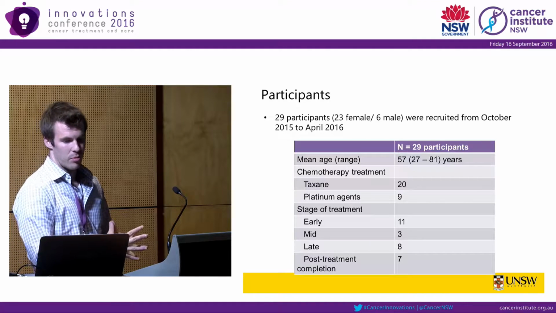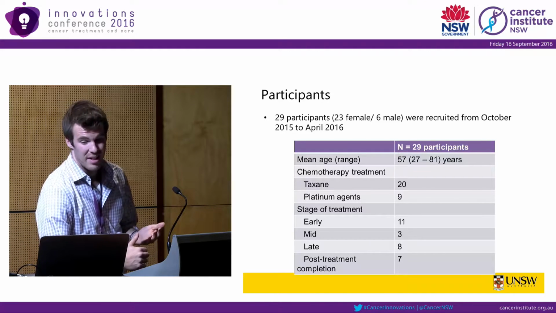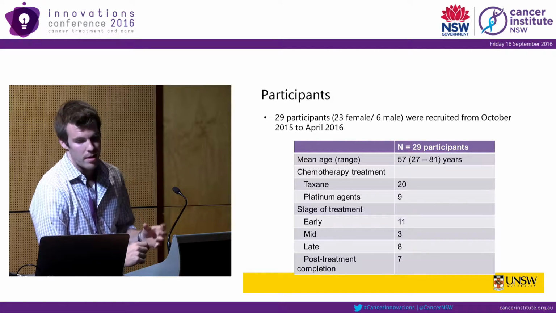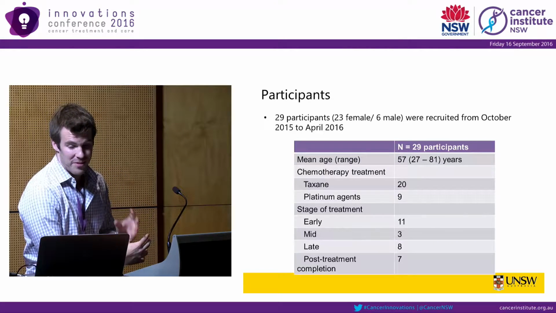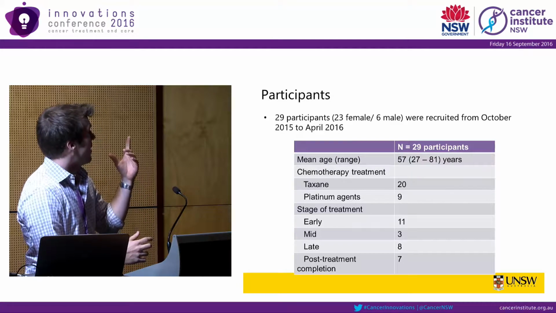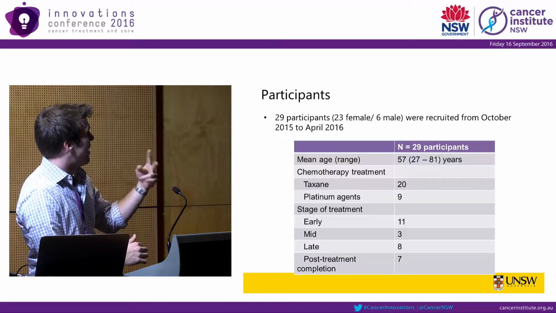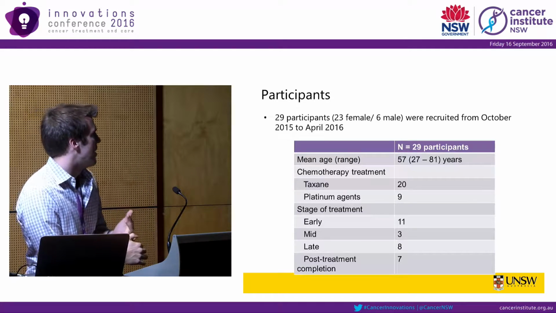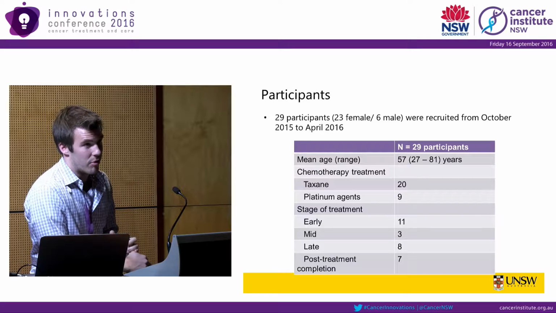So we recruited 29 participants, 23 females and 6 males from October 2015 to April 2016. Mean age of the cohort was 57 with a range of 27 to 81 years. 20 were treated with taxanes, 9 with platinum agents, 11 early treatment, 3 mid-treatment, 8 late treatment, and then 7 patients in post-treatment follow-up.